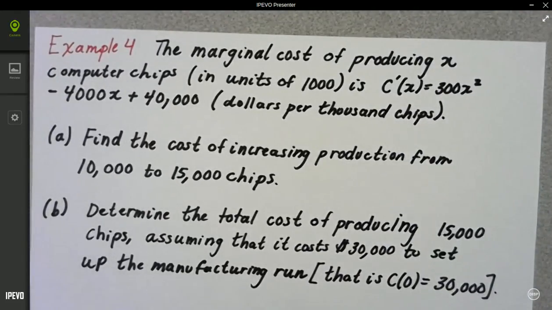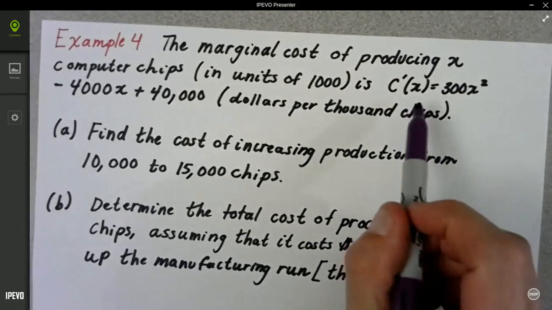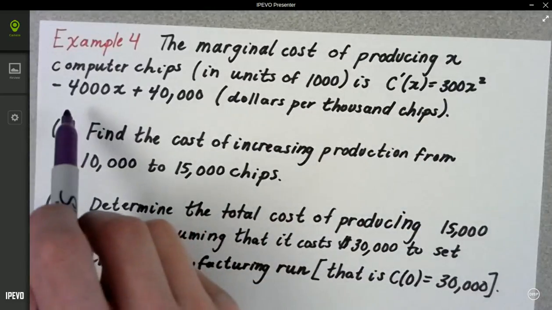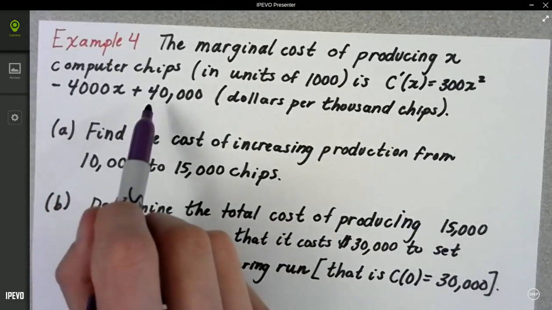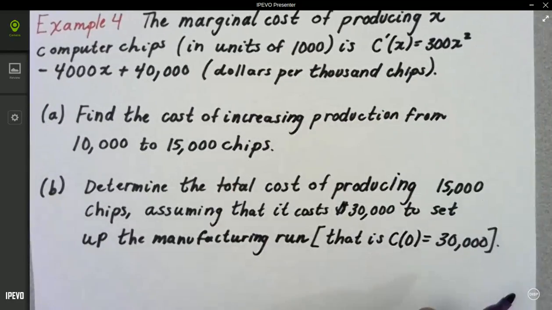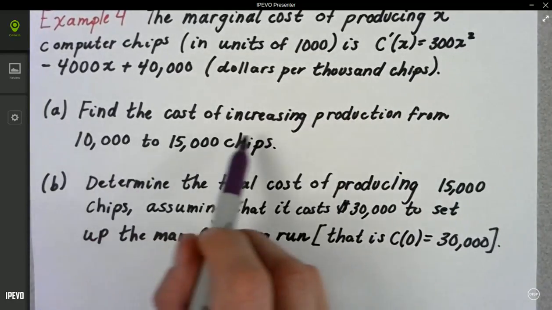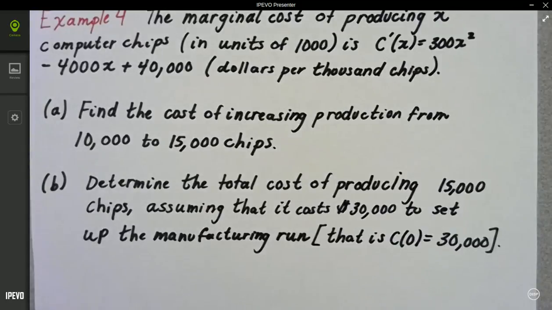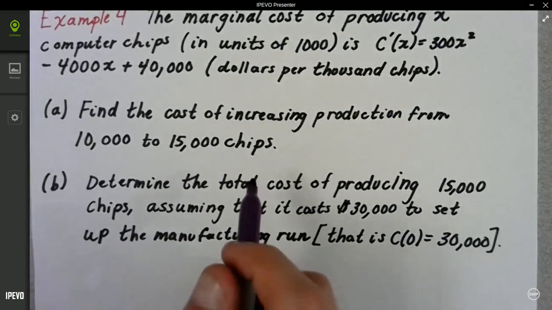The marginal cost of producing x computer chips in units of 1,000 is C prime of x equals 300x squared minus 4,000x plus 40,000. And that's dollars per 1,000 chips. Okay, so part A, find the cost of increasing production from 10,000 to 15,000 chips.